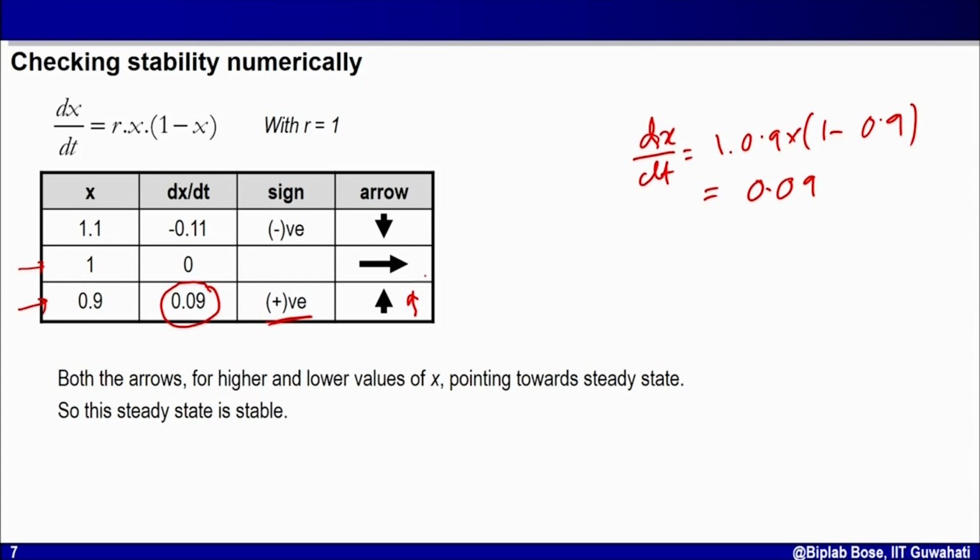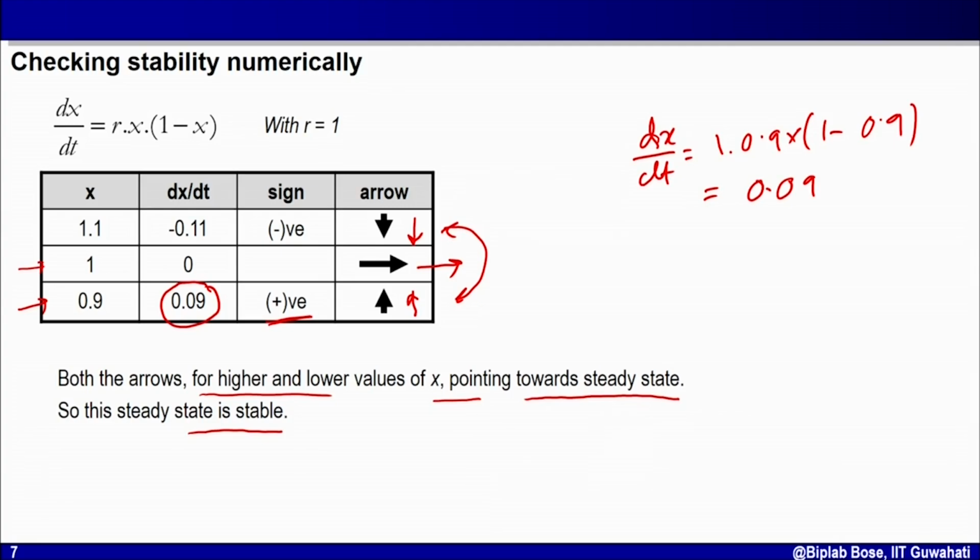So what we have? I have a horizontal arrow for the steady state. For a slightly lower value of x, I have an arrow pointing up towards this one. And for the higher value, I have another arrow pointing downwards to this one. So that means in this case, both these arrows, for higher and lower values of x, are pointing towards the steady state. That means this steady state is a stable steady state.